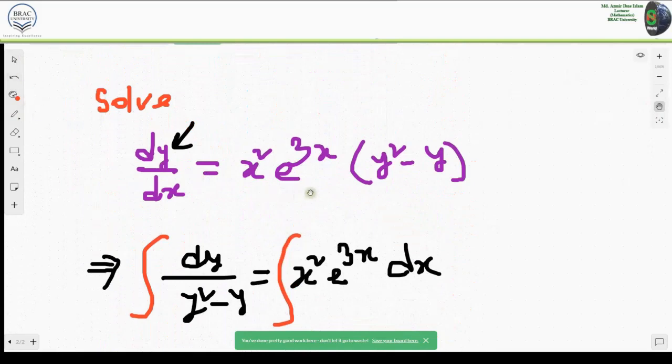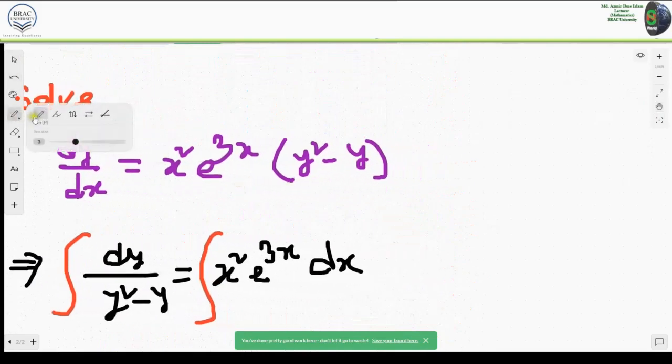So suppose with this differential equation we have an initial value, and it is y of 0 equals 2. That means now it is becoming an initial value problem. This is a first order differential equation. With this differential equation we have an initial value, so this is now an initial value problem.